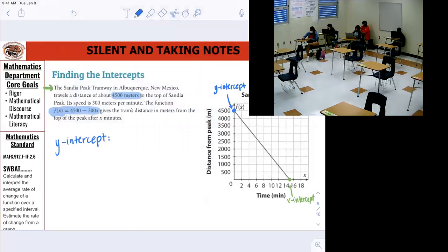So I'm 4,500 meters away from the top. Where is the tram? Is it at the peak or is it at the bottom? At the bottom? Yeah, it's at the bottom of this mountain, or hill, or whatever. It's I guess a mountain, right? Since I'm still 4,500 meters away from the peak, the y-intercept is telling me that I'm at the bottom, so I'm at my starting location.